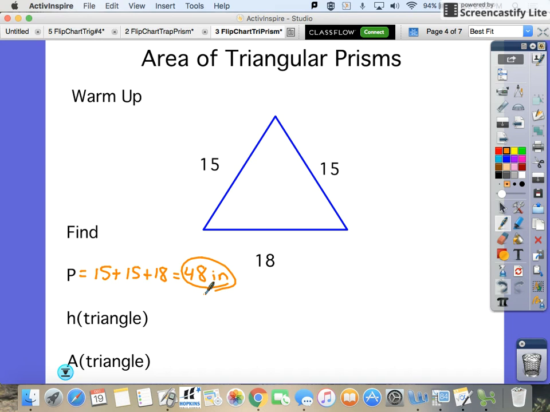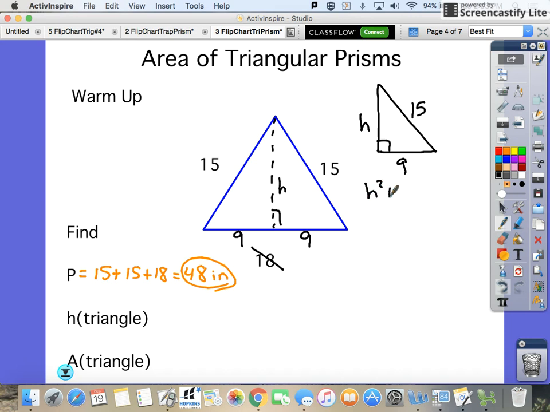Next thing we need is the height of the triangle. This is not the height, it's called the slant height. What we want is the height right here. So what we need to do is flash back and change this to 9 and 9, because that still makes 18. So now we have a right triangle. This is 15, this is 9, this is the height that we need.